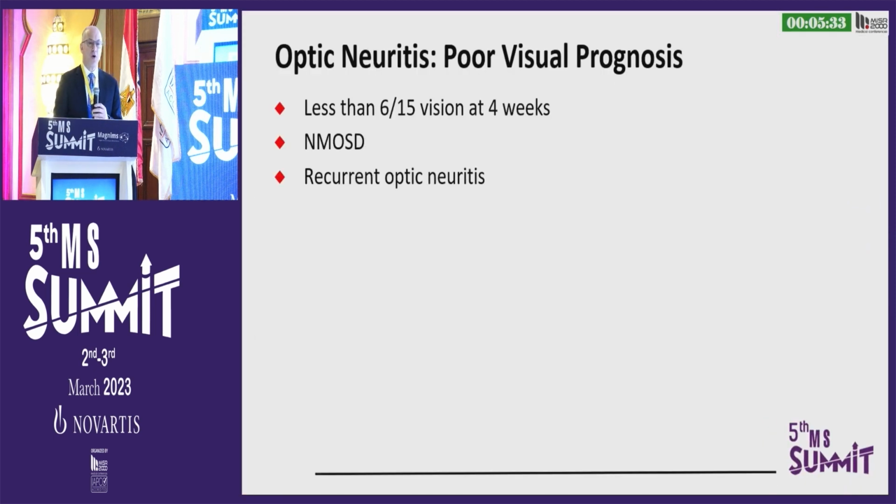What are going to be poor prognostic signs of optic neuritis visual recovery? It's going to be worse than 6/15 vision at 4 weeks, a diagnosis of NMOSD, or the features of recurrent optic neuritis, because once the optic nerve is damaged, a repeat episode of optic neuritis is not going to have the same positive aspects for potential visual recovery.